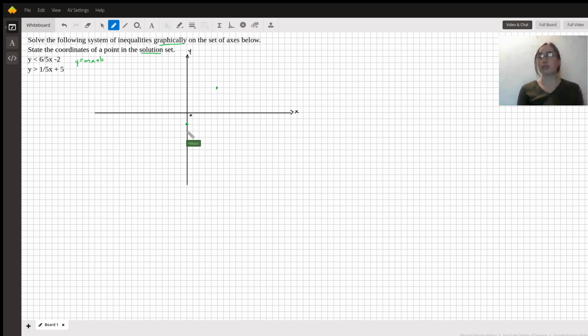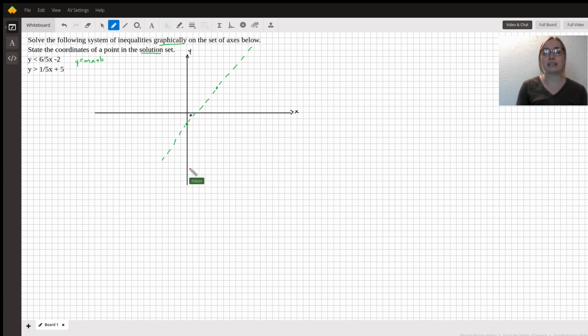So now that we have 2 points on this graph, that's really all we need to create a correct line. Now, it's very important that I connect these points with a dotted line. The reason is because it's less than, not less than or equal to. So it cannot be equal to this line. It must be less than this line. So a dotted line, I will try my best to make this straight. All right, perfect.